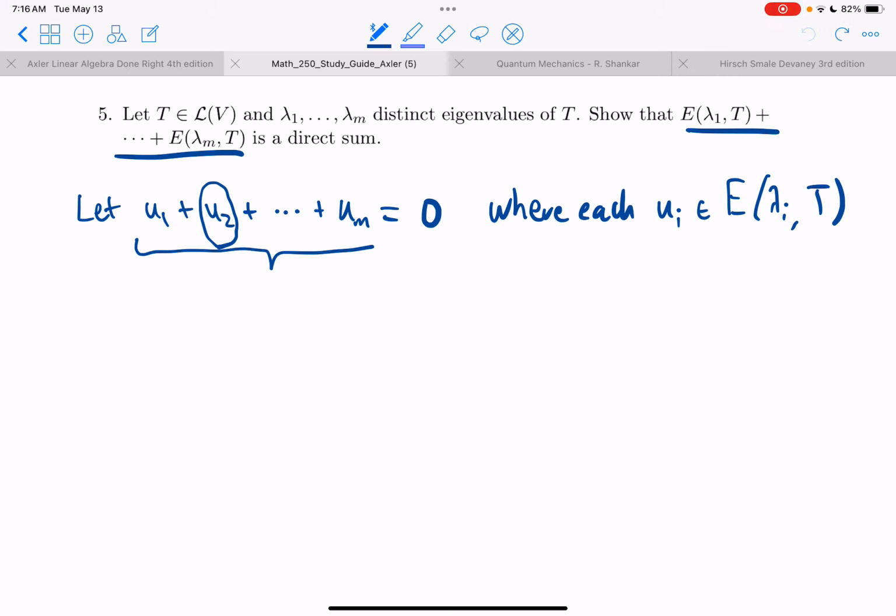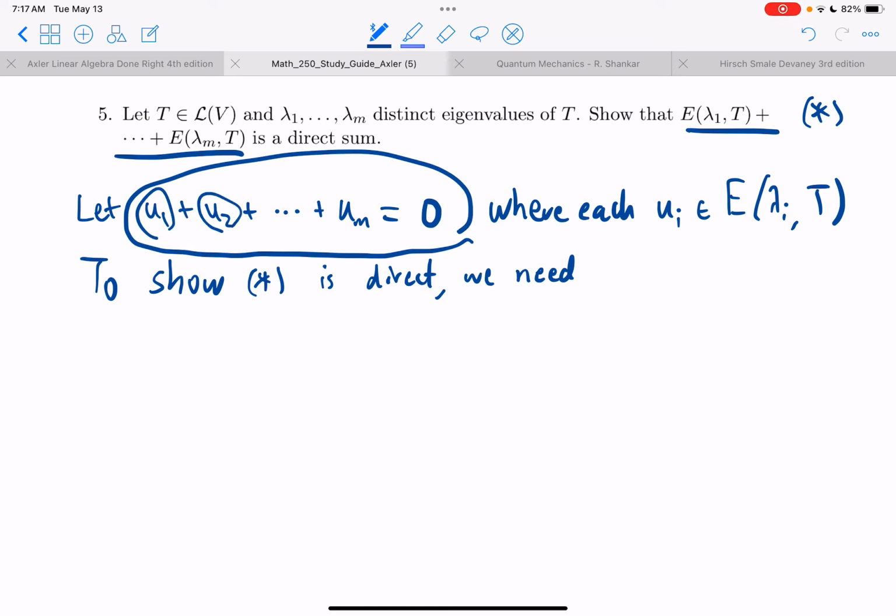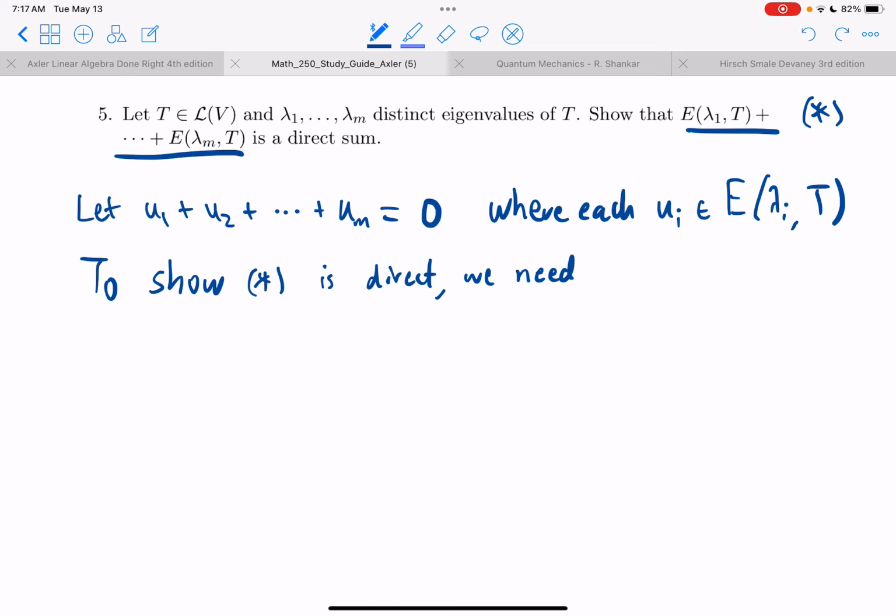So when we have this, let this be true, okay? One of the ways we can show that something is a direct sum, let's call this thing star, the sum of subspaces star, to show star is direct, we need to show, one of the equivalent ways, that the only way this happens is if every vector here is the zero vector. And we proved a long time ago that it's equivalent to the sum being direct.